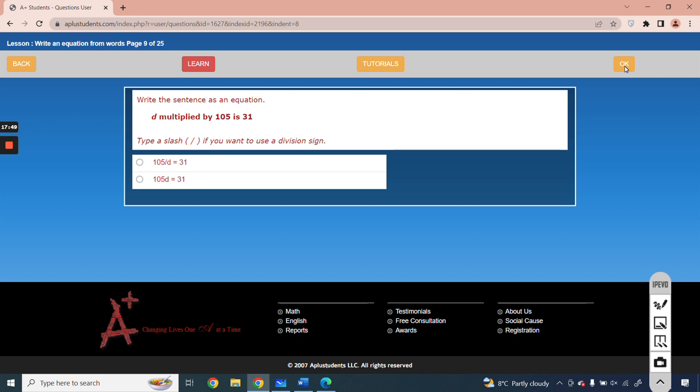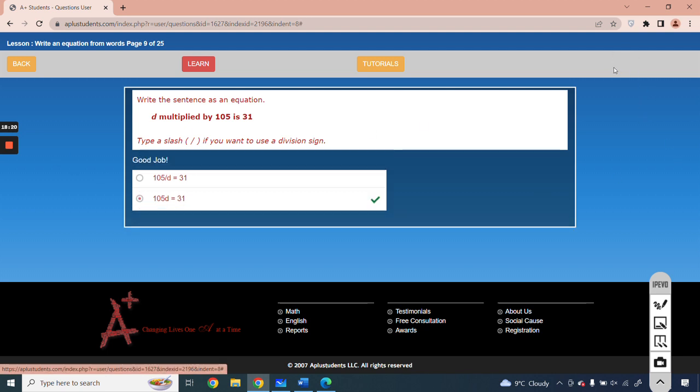Okay, so write the sentence as an equation. D multiplied by 105 is 31. So which is the correct option? Option 1 or option 2? Very good. That is option number 2. Because they are multiplying, so it is 105D equals 31. Option number 2 is the correct option. Just select the correct option and click on the OK button.